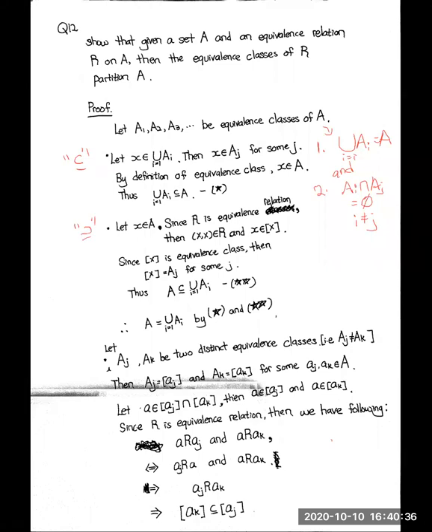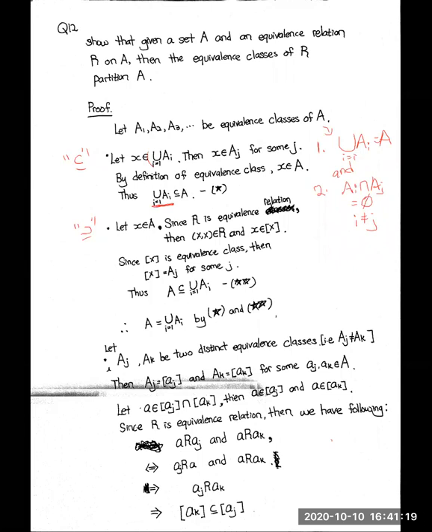So let x be an element from the union of all equivalence classes. Then x is definitely an element in Aj for some j. By definition of equivalence classes, recall that they are subsets of A; each equivalence class is a subset of A. Therefore, x is also an element in A. With this, we have proved that the union of all the equivalence classes is a subset of A.